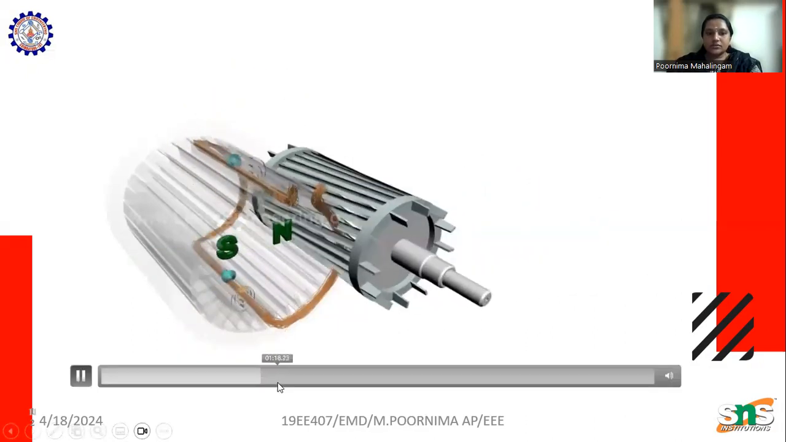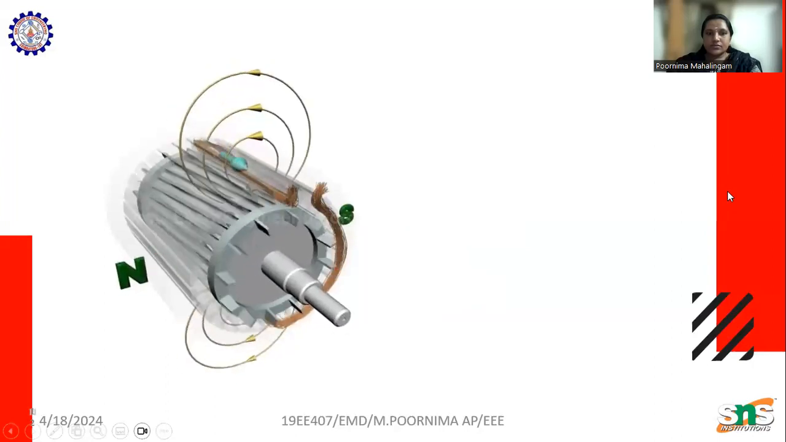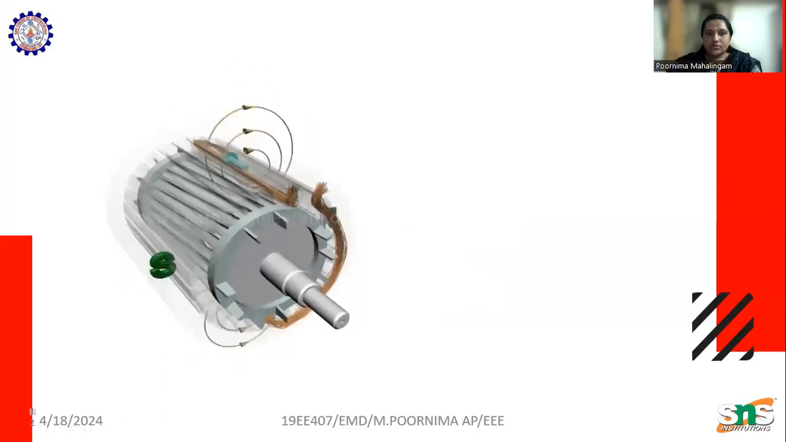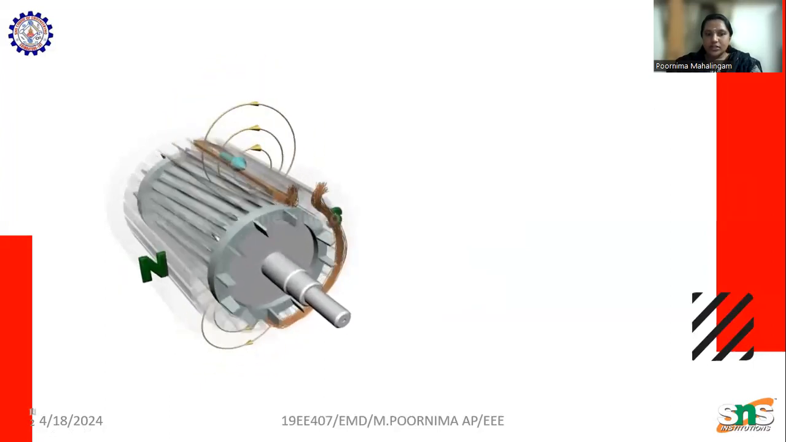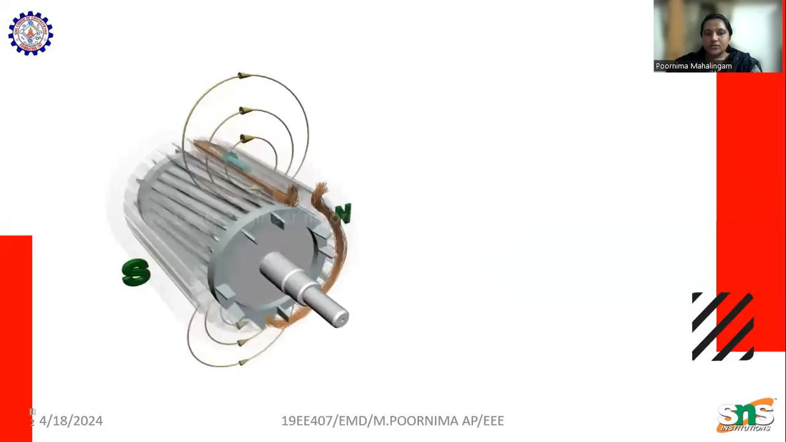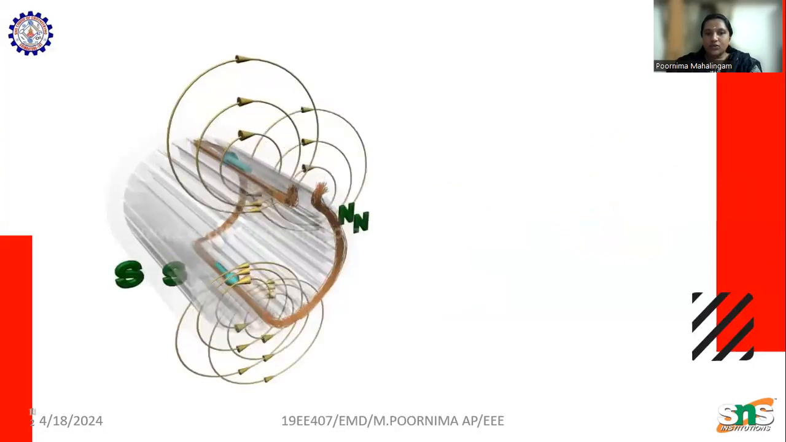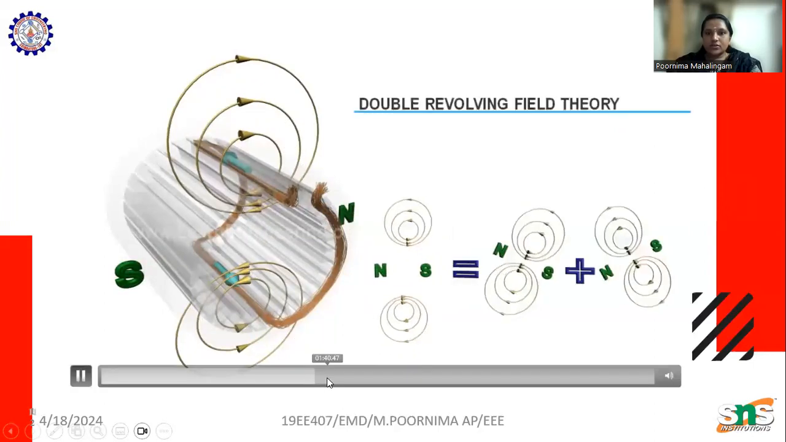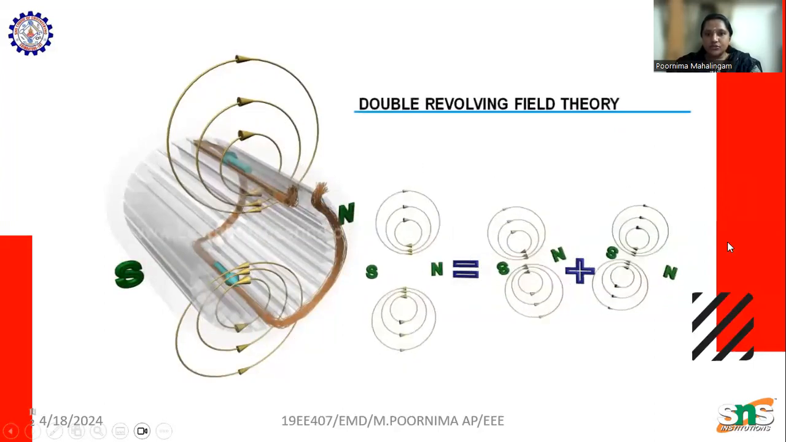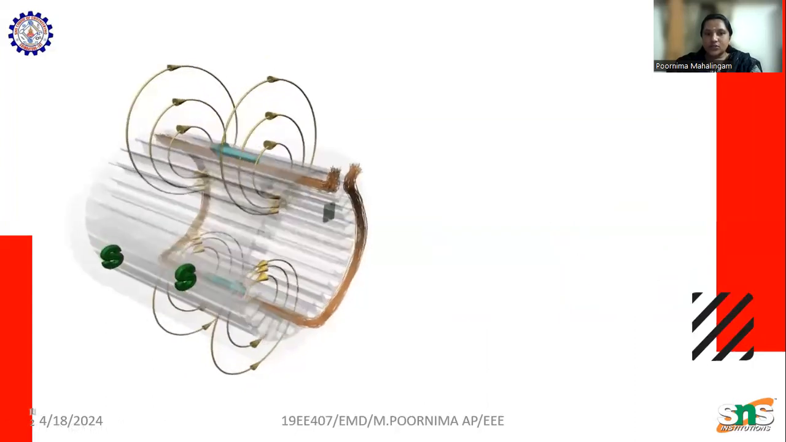Inside such a magnetic field, the rotor will keep rotating in the same direction. So now it is rotating in the same direction. So we need two fields, but we have only one field. So by using the double field revolving theory, we can add an auxiliary winding.